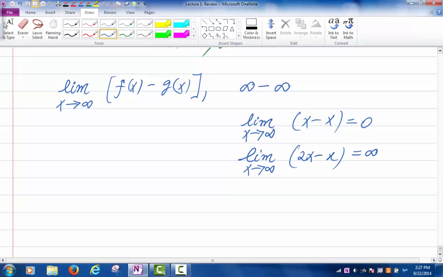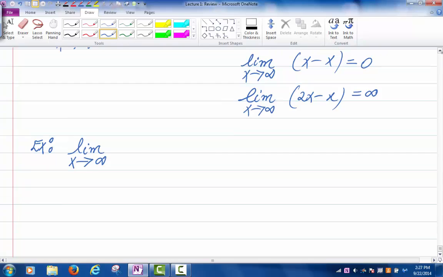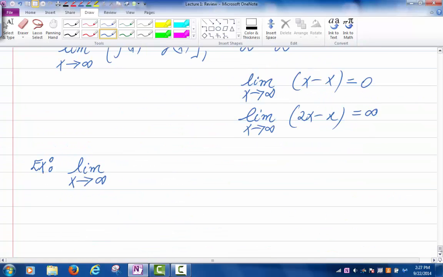So let's look at a limit where we're going to have this form. However, it's not going to be as simple as x minus x or 2x minus x. So let's look at the limit as x goes to infinity. Oh, by the way, I forgot to say, this doesn't have to be infinity necessarily. It could be something else as well. Okay.